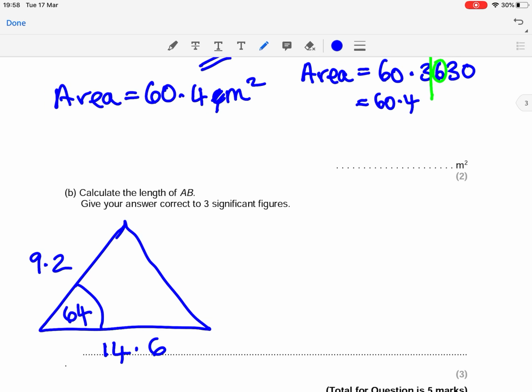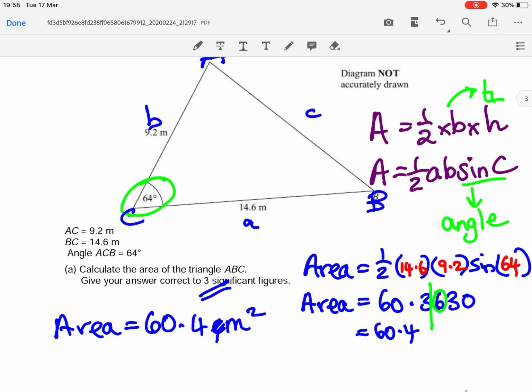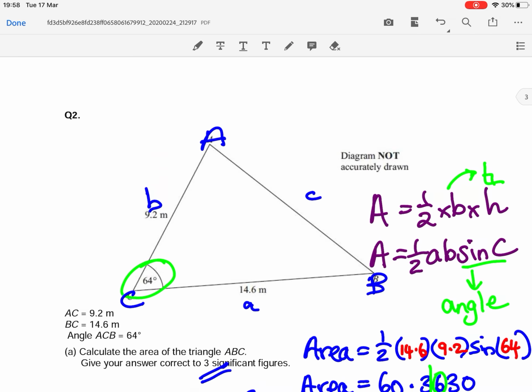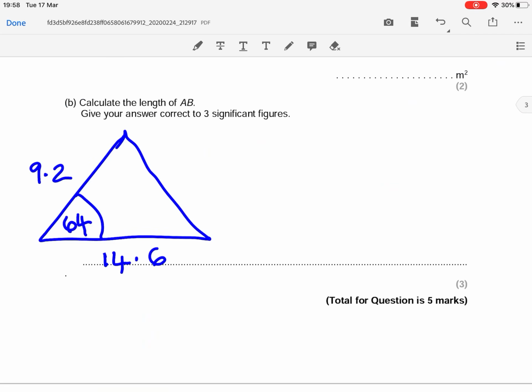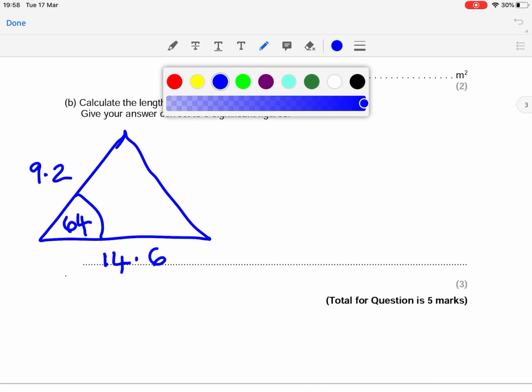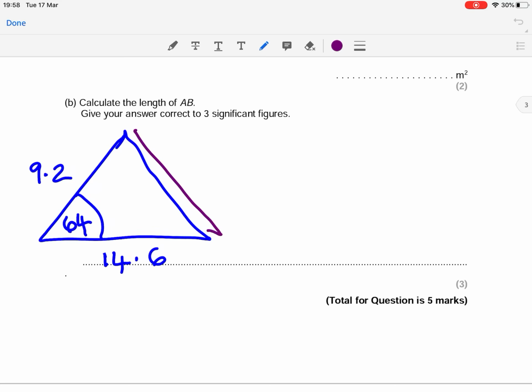Hopefully, once you've redrawn it, it becomes a bit more obvious what rule you're going to be using. They're asking me to find the length AB. AB is this length here on my triangle. So because I'm now finding a length, I'm going to label this little a. This becomes big A, and the other 2 sides don't really matter. So I could call this big B, and this would be little b. I could call this big C, and this would be little c.